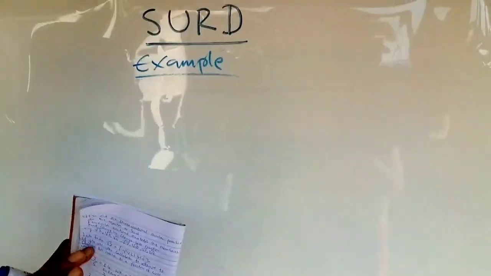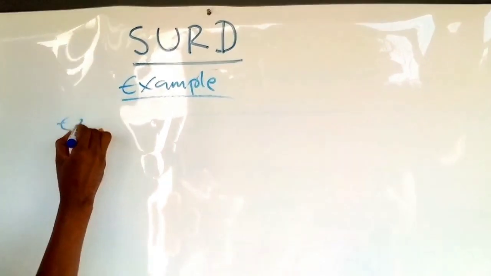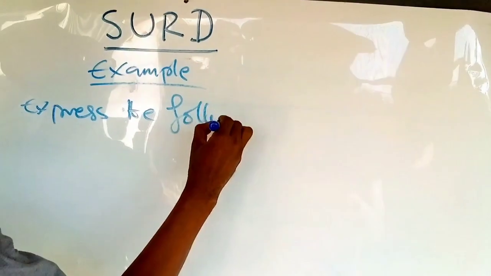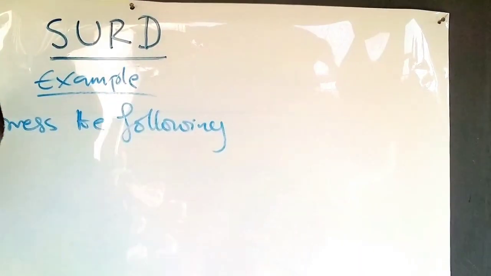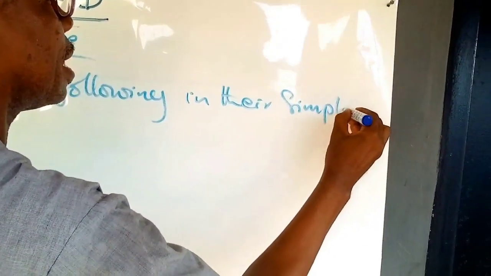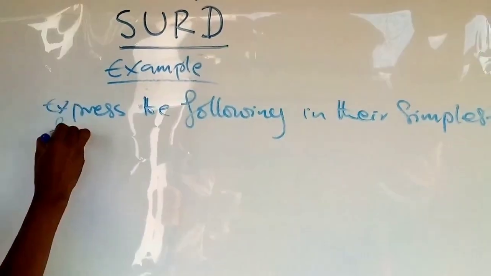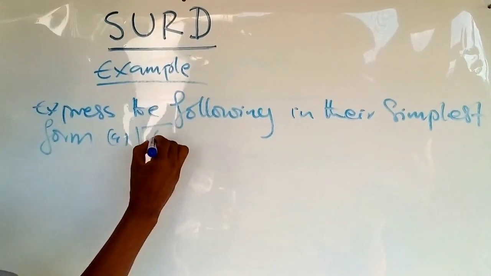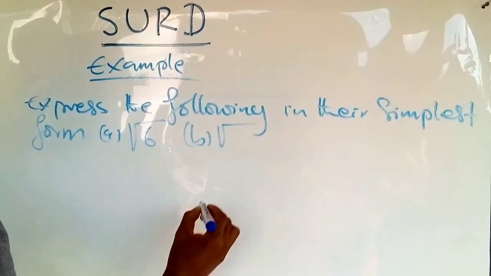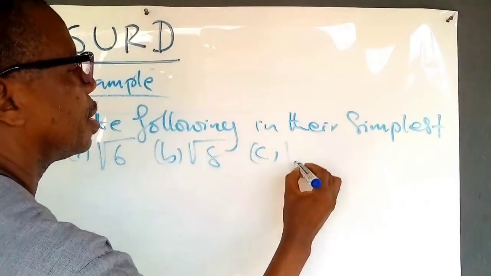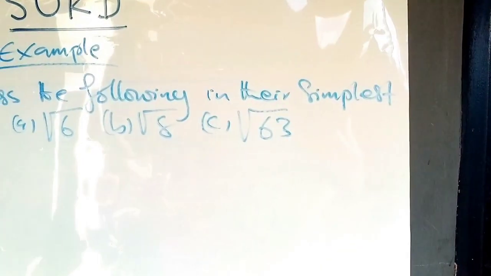Let's take an example and see how we can solve a surd. Now let's take this example. Express the following in their simplest form. I have square root of 6, square root of 8, square root of 63.